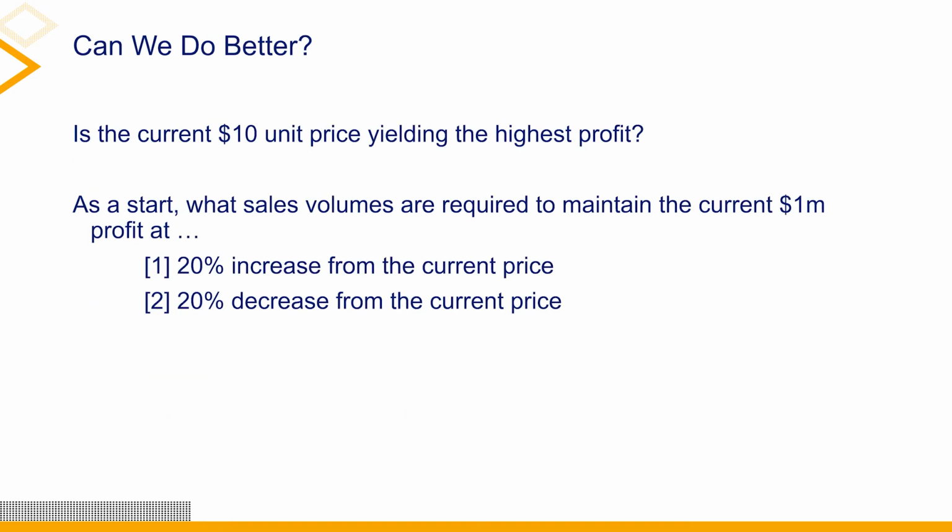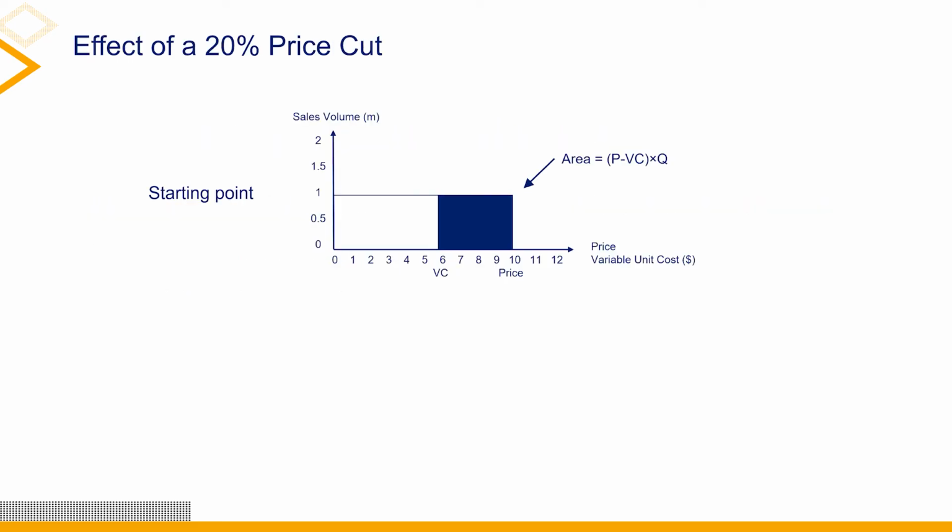Can we do better? As a start, let's calculate what sales volumes are required to maintain the current $1 million profit at alternative price points of plus 20% and minus 20% from the current price. Effect of a 20% price cut.